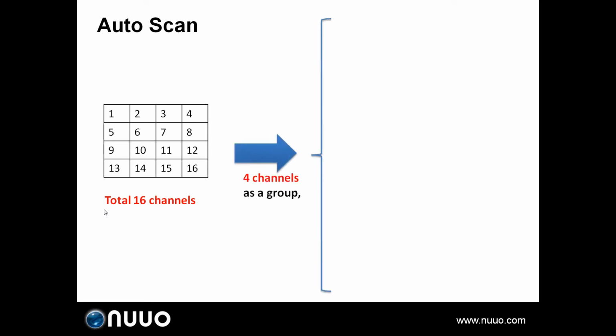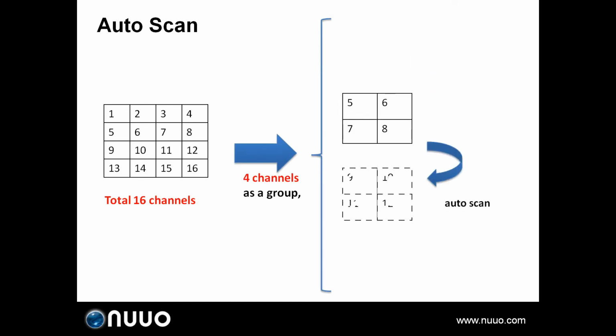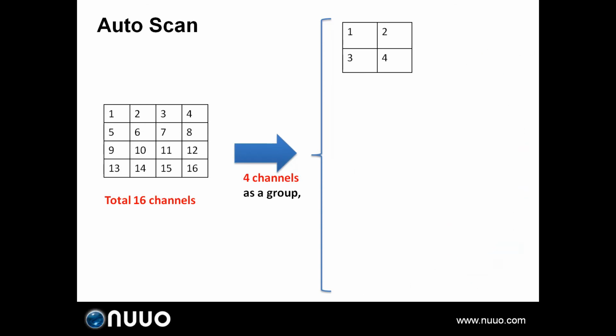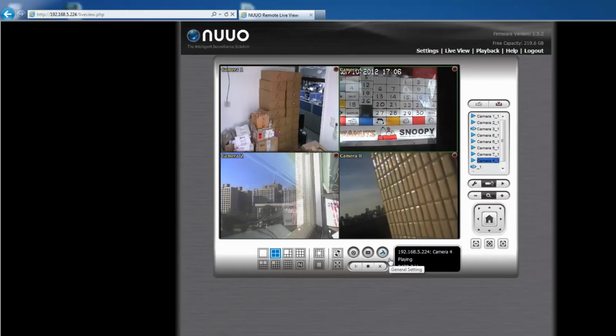When the number of cameras you wish to monitor is more than the number of channels you wish to display at a time, for example, here we have connected 16 cameras on one NVRmini2 but only want to view 4 channels at a time, the NVRmini2 can help you using the autoscan function. Setting the autoscan function is easy.